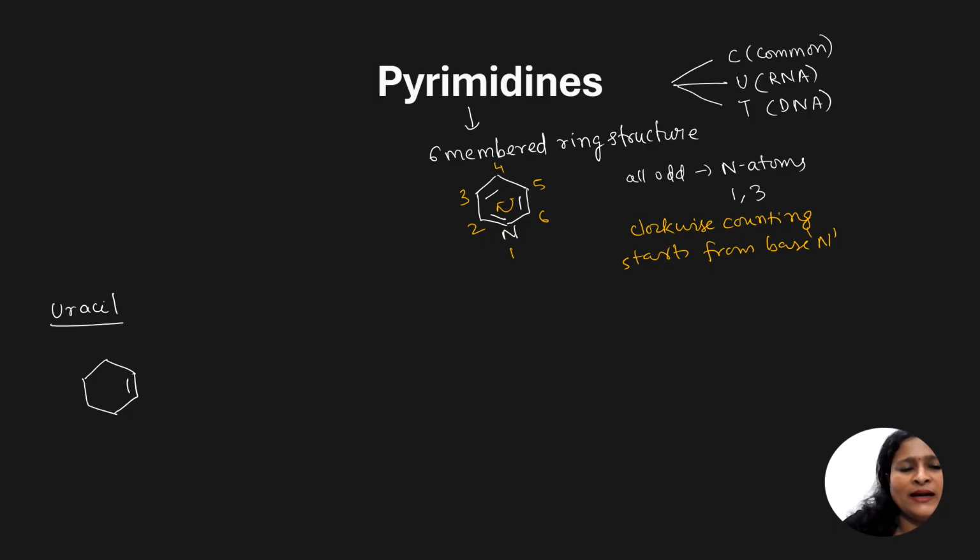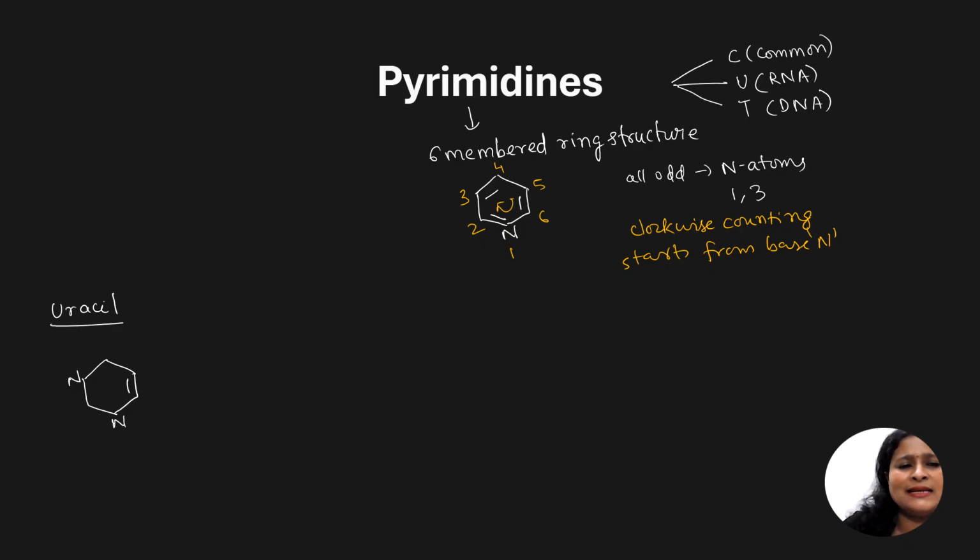Just put one double bond here. Don't put anything else yet. Put the base nitrogen atom here. 1, 2, 3. Third nitrogen atom in the third position. You have put it. Okay.